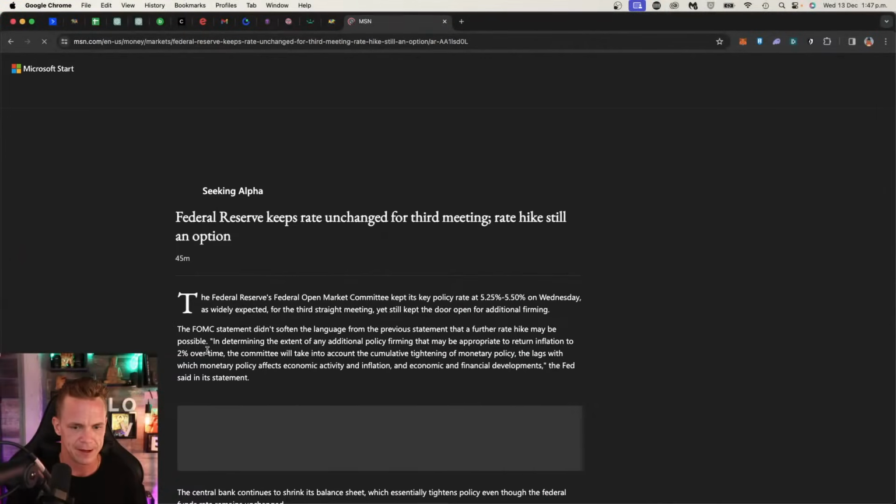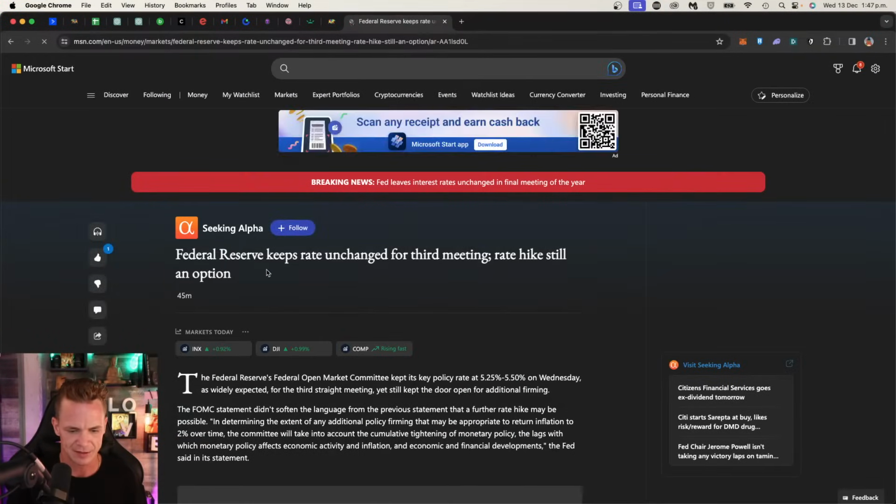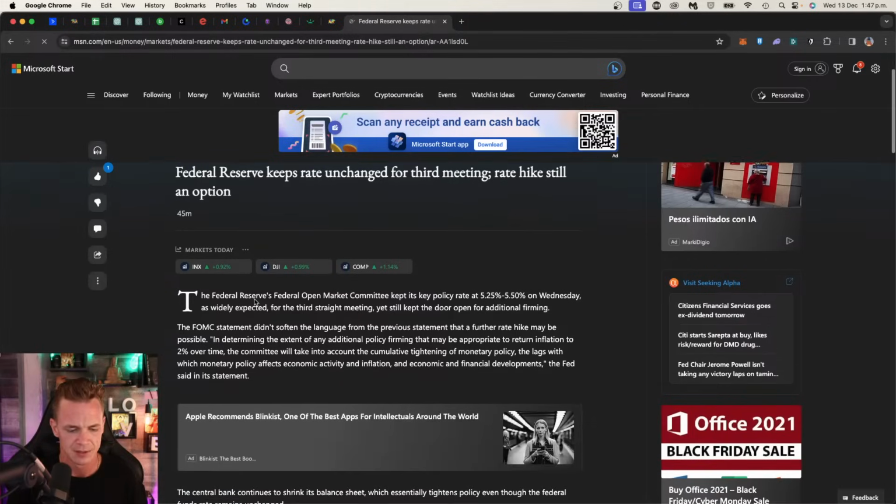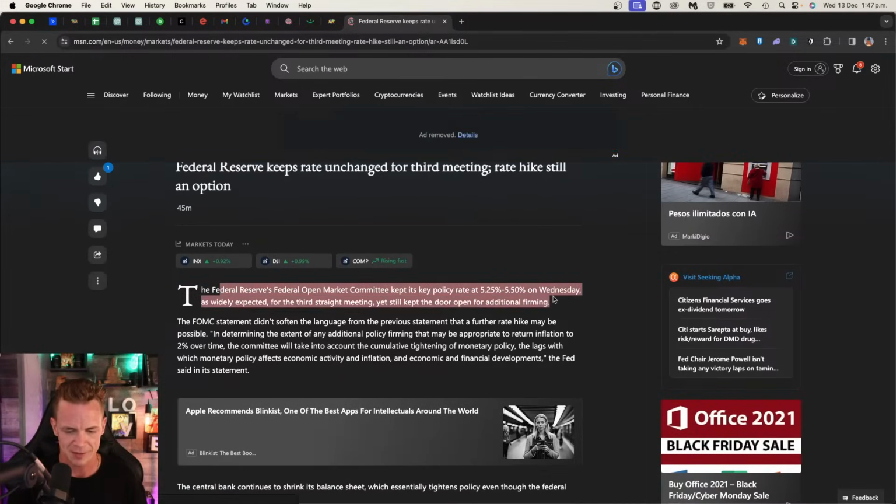Okay. The Federal Reserve keeps rates unchanged for the third meeting, but a rate hike is still an option. So the Federal Reserve's Federal Open Market Committee keeps the policy rate at 5.2 to 5.5% on Wednesday, as expected, the third straight meeting of not raising in a row, yet still kept the door open for additional firming. We've talked about this before with the way disability looks, with the way excess death looks. We're in a massively deflationary environment, and the fact that they don't know that yet is just ridiculous.